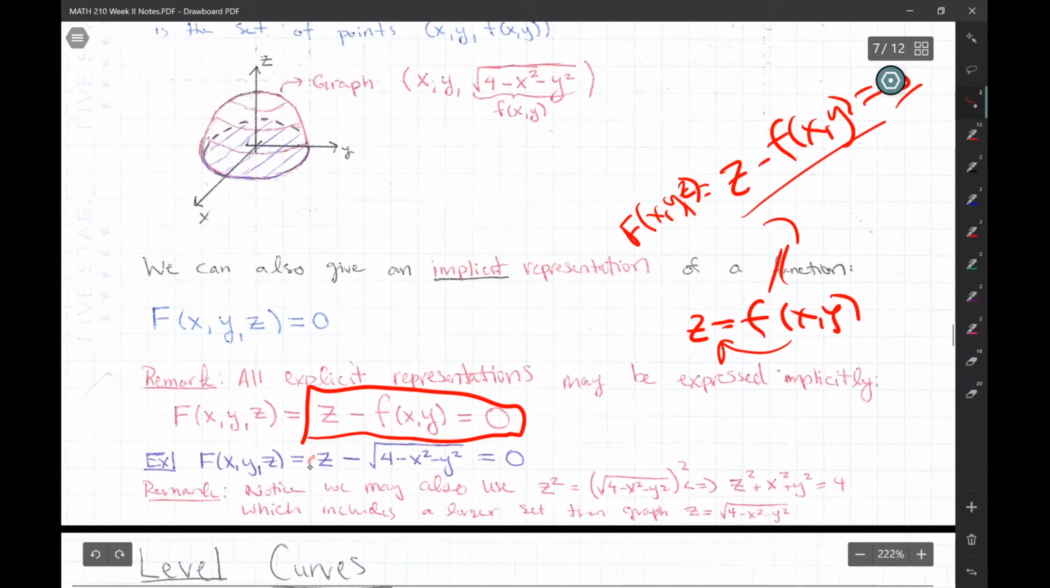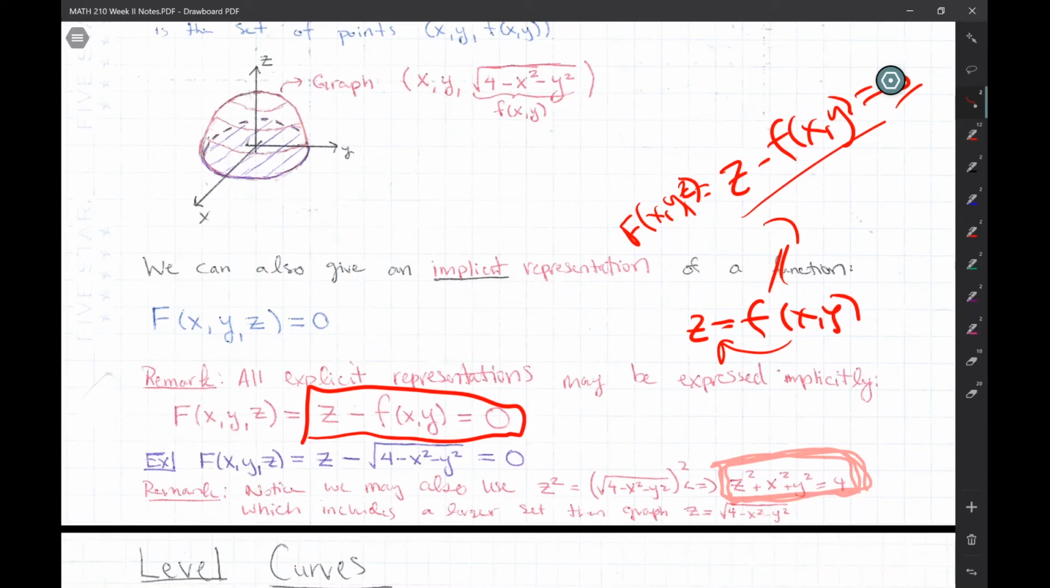If we just look at the expression z minus root of this, well, we could have squared the square root of 4 minus x squared minus y squared, and then we would end up with this, okay? But that isn't exactly the function. So you could express more points that would fail the vertical line test using an implicit representation, okay?